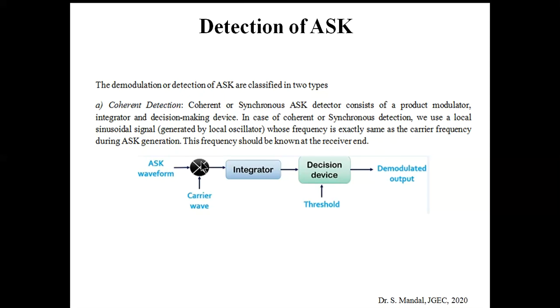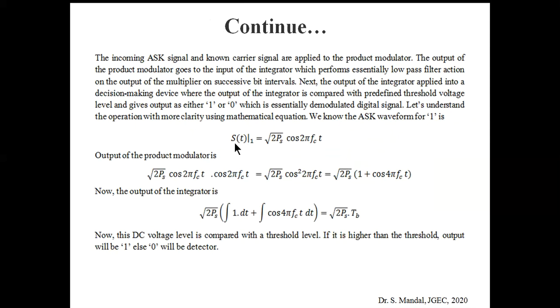So you can see that the first part is the product modulator. One input is the ASK signal, and another input is the carrier wave cos 2 pi fc t. If we multiply them, s(t) is the incoming signal, root 2 Ps cos 2 pi fc t. Now the output of the product modulator is s(t) multiplied by another cos 2 pi fc t. So root 2 Ps cos 2 pi fc t into cos 2 pi fc t. Okay, so that is root 2 Ps cos square 2 pi fc t. If we express it like this, root 2 Ps times (1 plus cos 4 pi fc t).